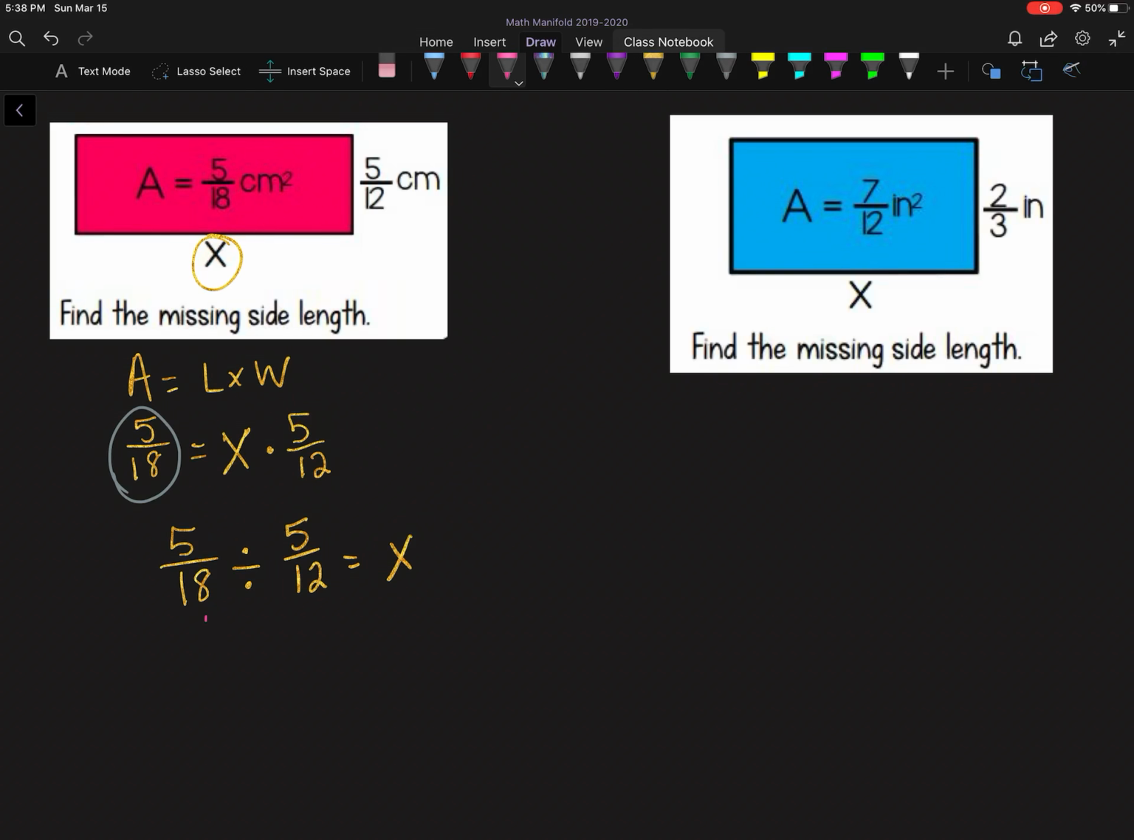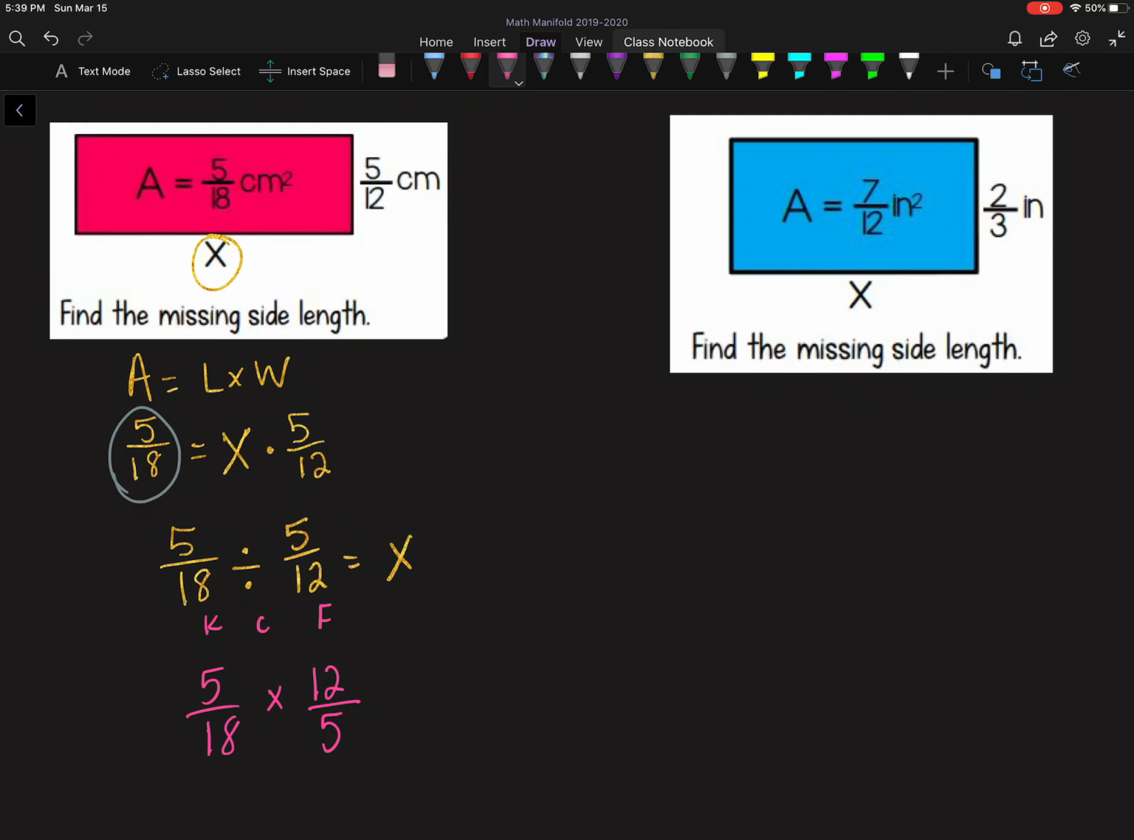So I'm going to walk through my steps of keep, change, flip. So we're going to keep 5/18. We're going to change division to multiplication, and then my denominator becomes my numerator and my numerator becomes my denominator.